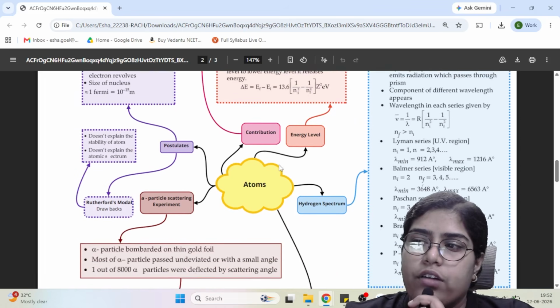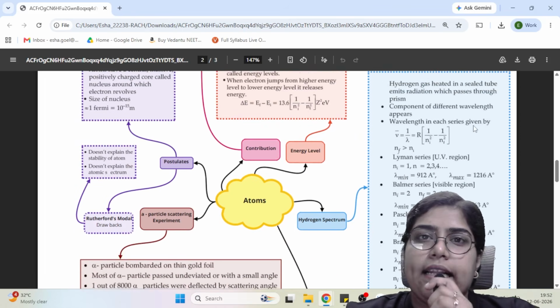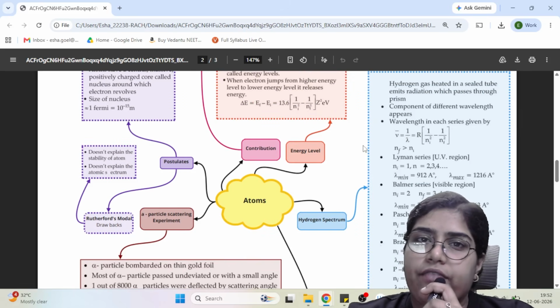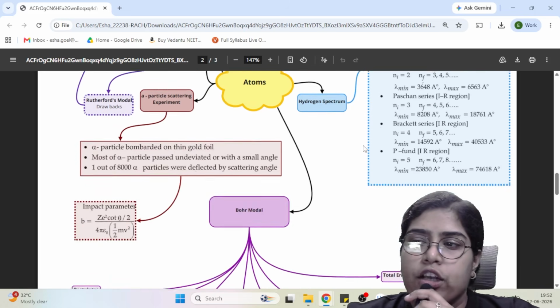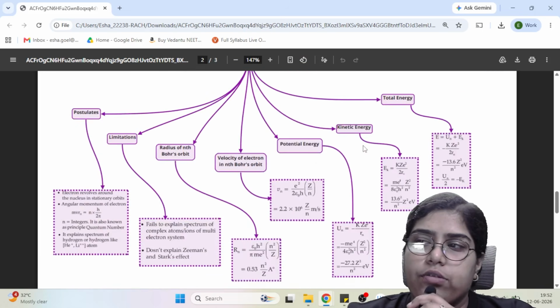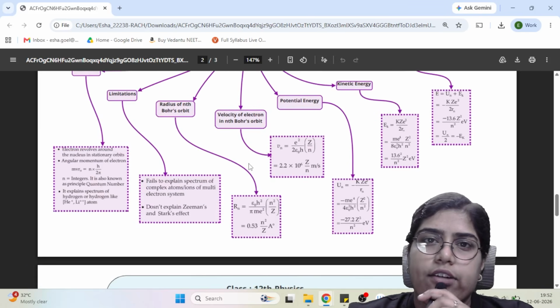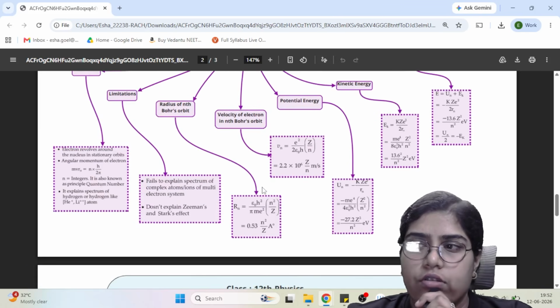Then moving forward was the hydrogen spectrum, the type of radiations which are emitted in each series. There were 5 series: Lyman, Balmer, Paschen, Brackett, and Pfund. So for the Bohr model, you can see on the screen all the formulas are mentioned. You just need to remember these formulas and you are good to go.